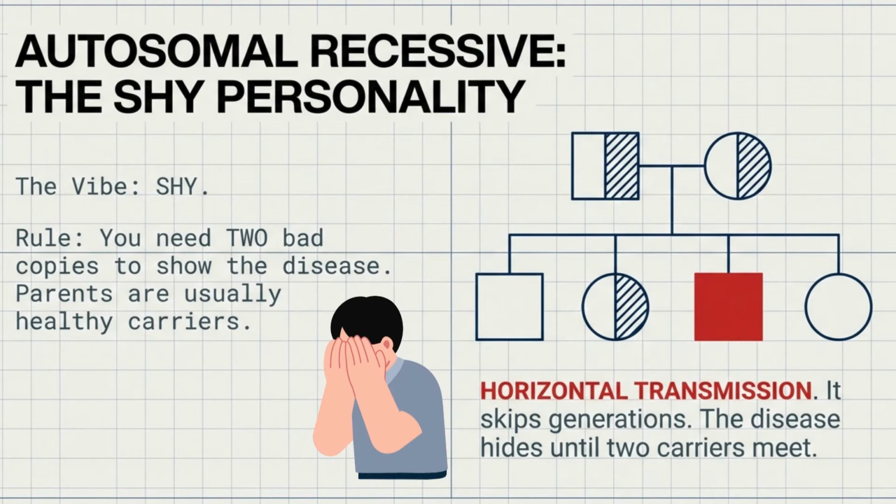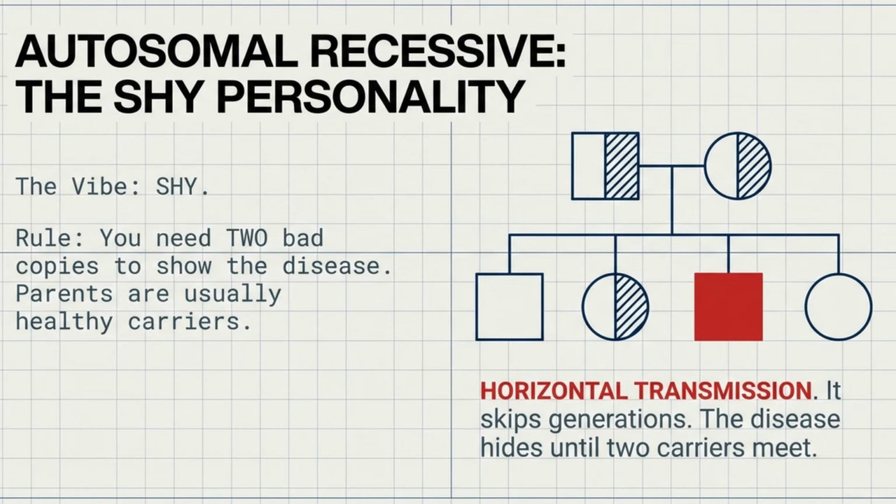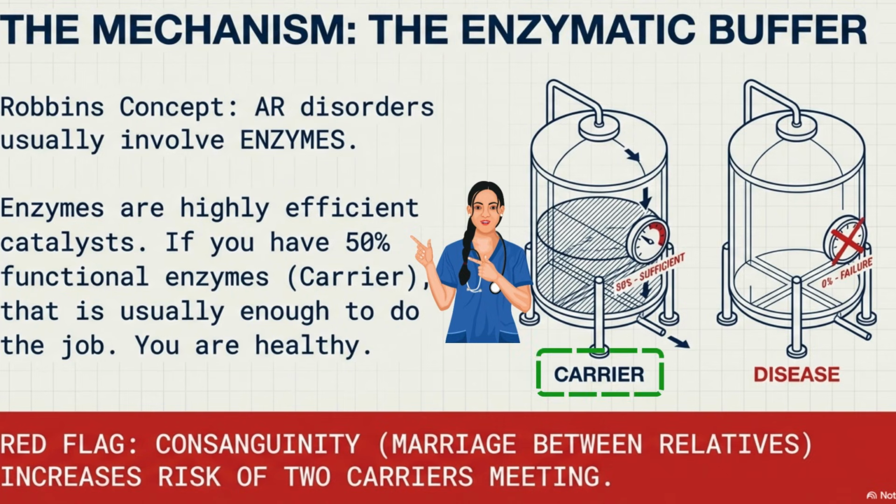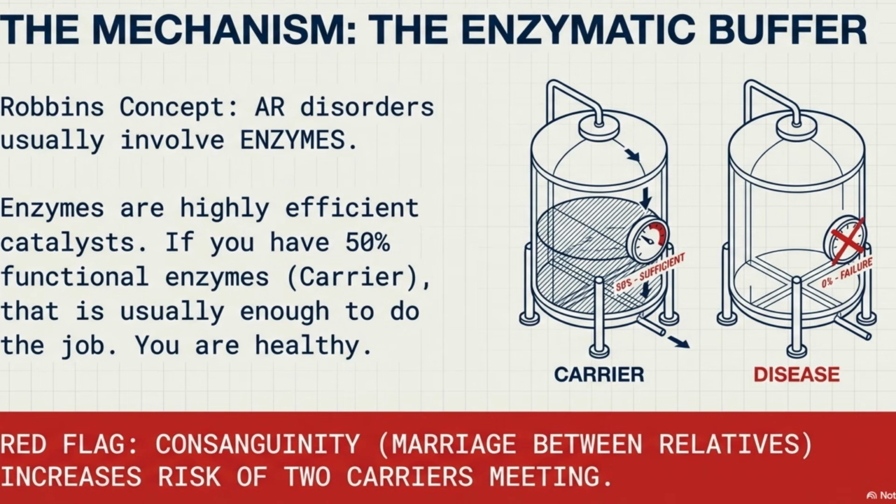The shy personality. You need 2 bad copies to show the disease. Parents are usually carriers, heterozygous, and healthy. Autosomal recessive disorders usually involve enzymes. Why? Because enzymes are efficient. If you have 50% functional enzymes, you are the carrier. Usually that's enough to do the job. You only get sick if you have 0% enzymes. That means you need to be in a homozygous state.